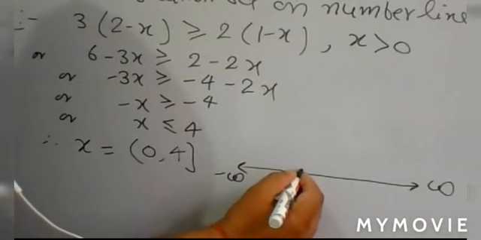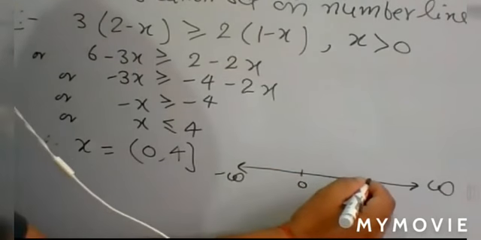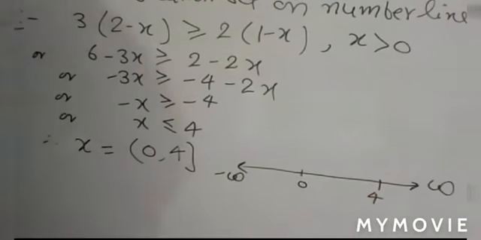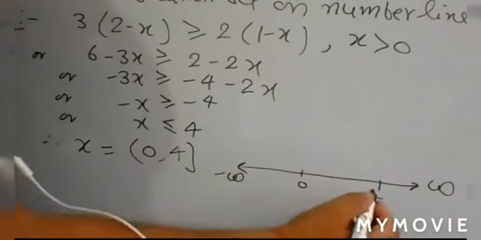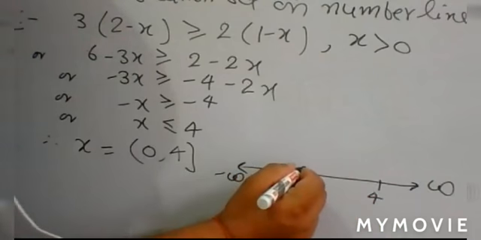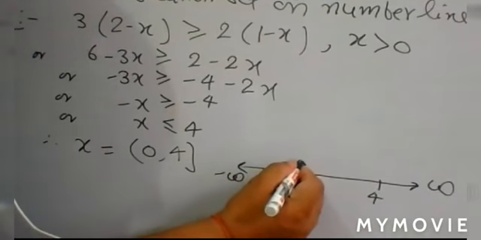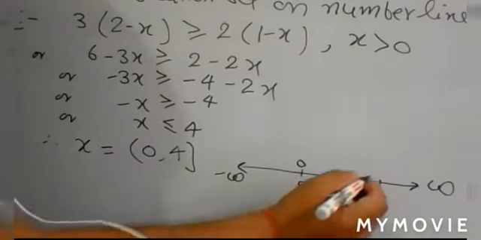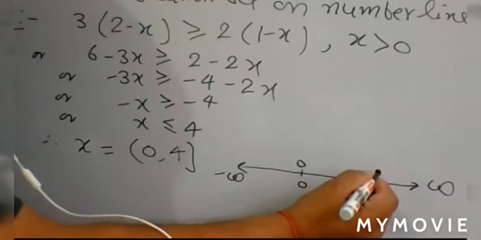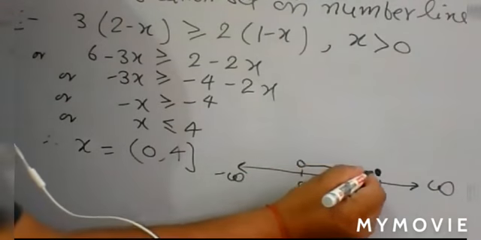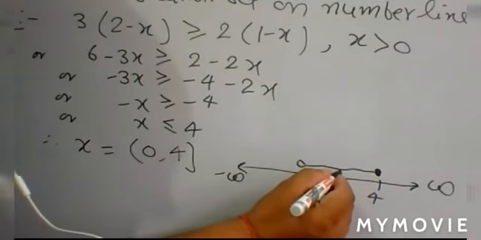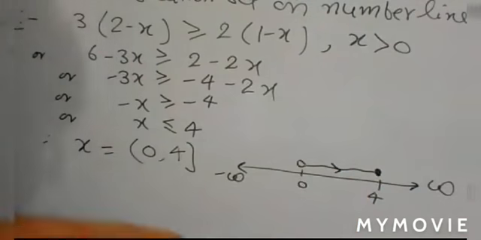Suppose here you have 0 point, and here you have 4, and your x lying in between 0 and 4, but 0 point is not taken. So here you have to take a circle, and this be taken. So here you make a dark circle. Okay, so you mark an arrow from 0 to the right side. 0 to right side, understand?